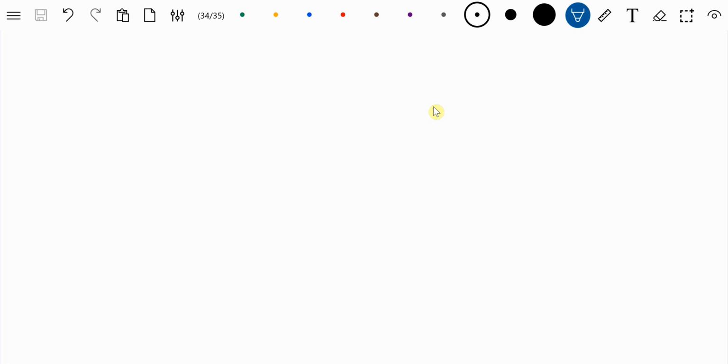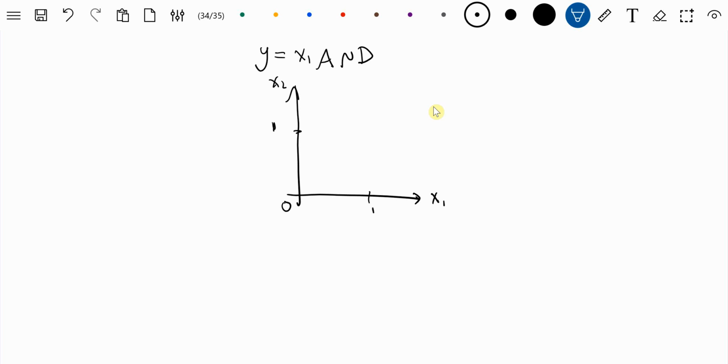So the question here is to find out the neural network that represents exclusive or, XOR. So let's start by getting the perceptrons for AND and OR. For AND, let's have two features x1, x2. They can take on values 0 and 1. So you can see this as y is equal to x1 AND x2.